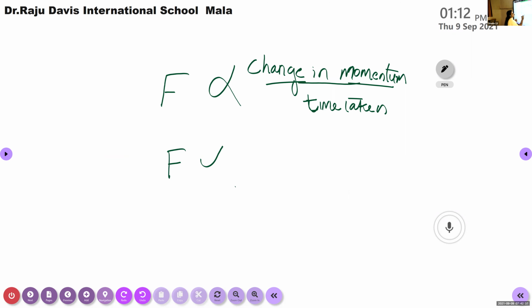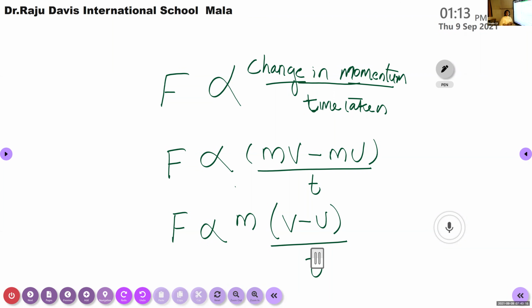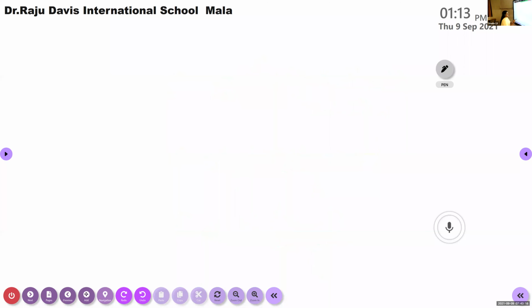F is proportional to change in momentum, that is mv minus mu, divided by the time taken. Which letter do we use to represent time? T. So F is proportional to mv minus mu divided by t. Which term is common in the numerator? m. So we can take it outside: F is proportional to m into v minus u divided by t.